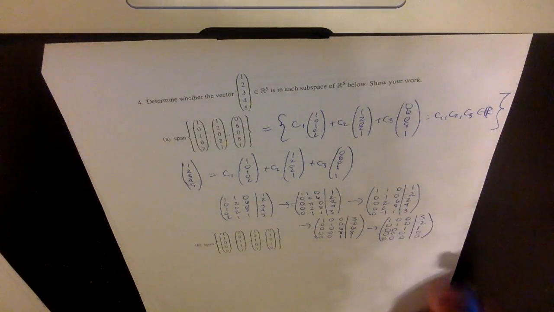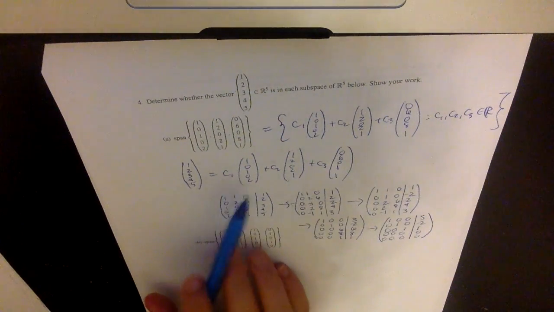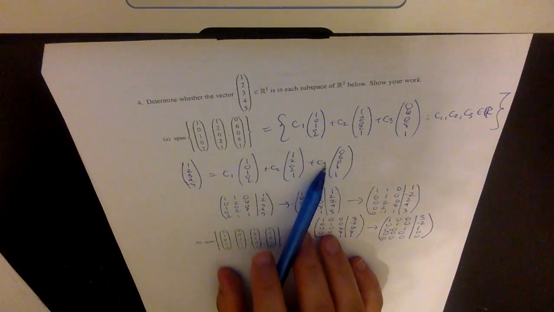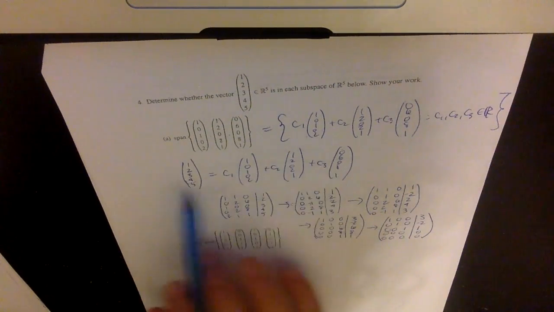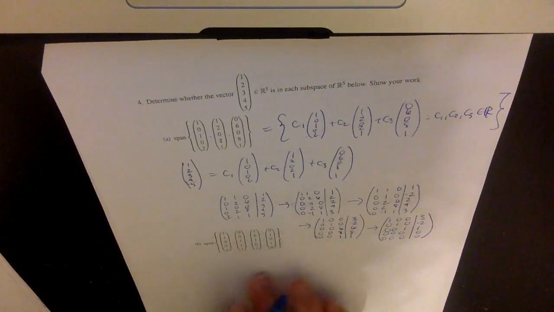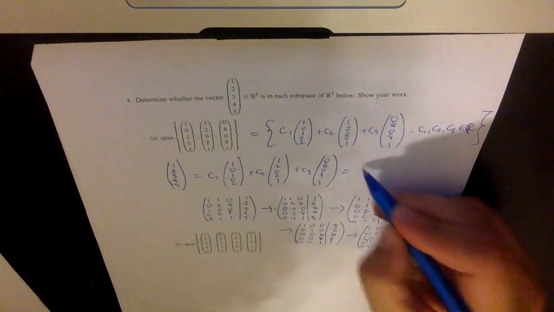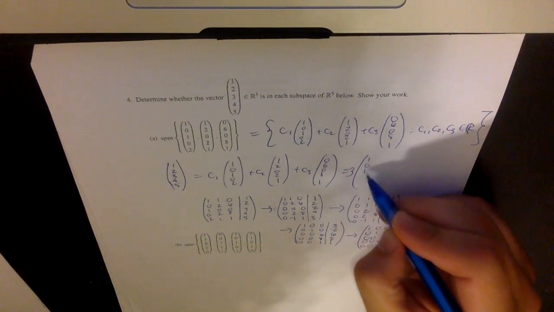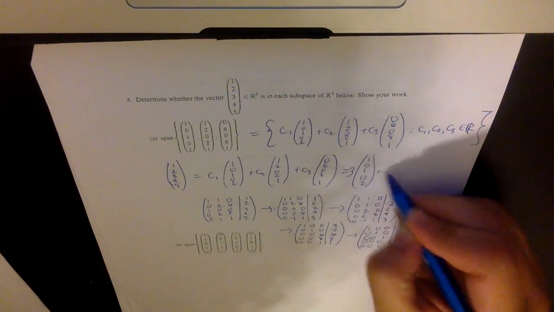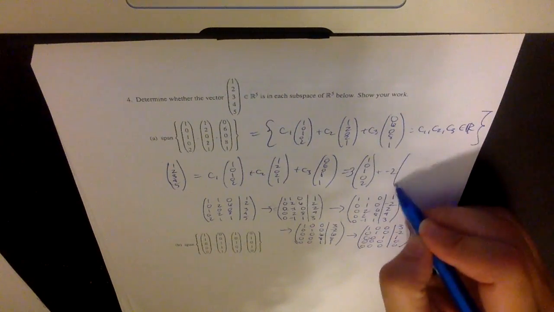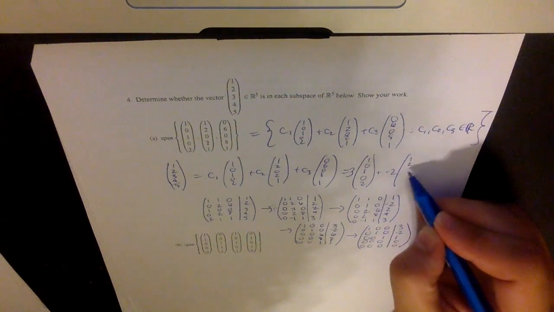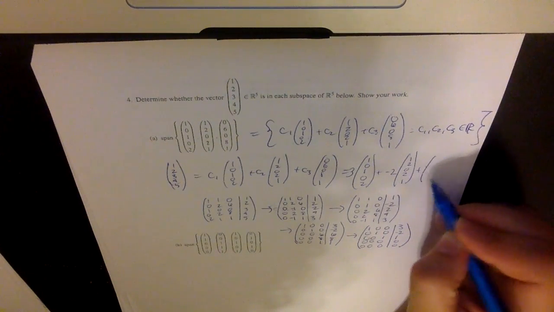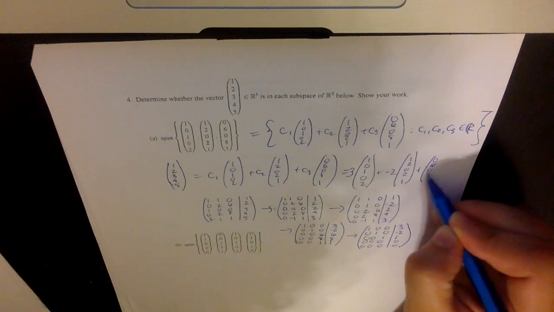So in other words, I want to check that when I multiply the first vector by 3, the second vector by negative 2, and the third vector by 1, I get 1, 2, 3, 4, 5. So let's check. This is 3 times 1, 0, 1, 0, 2, plus negative 2 times 1, 2, 0, 2, 1, plus 1 times 0, 6, 0, 8, 1.